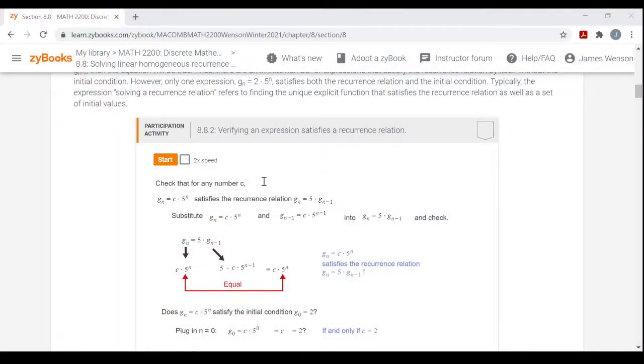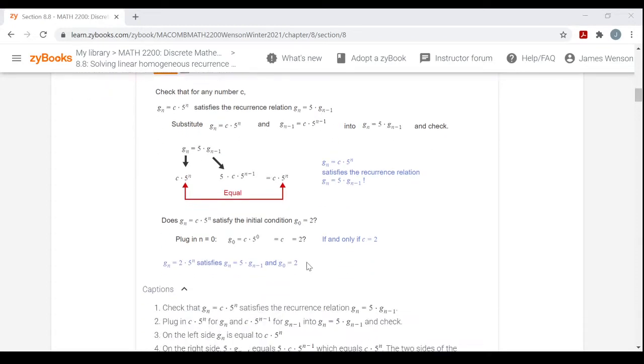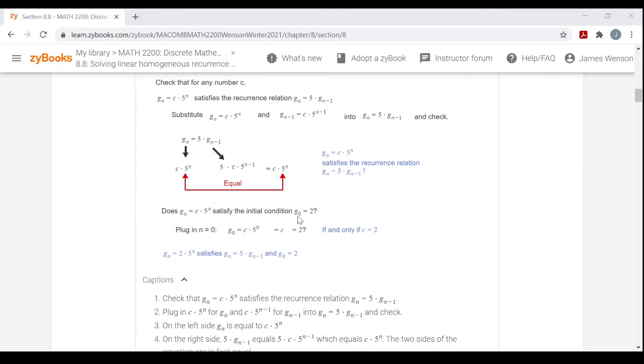All right, so I'll let you read through this, showing that for any number c, g sub n equals c times 5 to the nth satisfies the recursive rule. And then they plugged in the initial condition: if this satisfies it for any c, what about when the initial value needs to be 2? When g sub 0 needs to be 2, c needs to be 2 as well. And that's another way we could have gotten our specific solution.